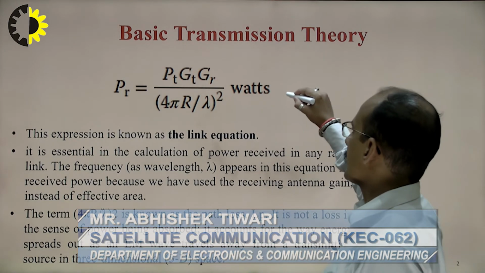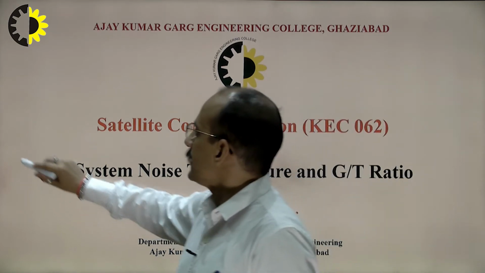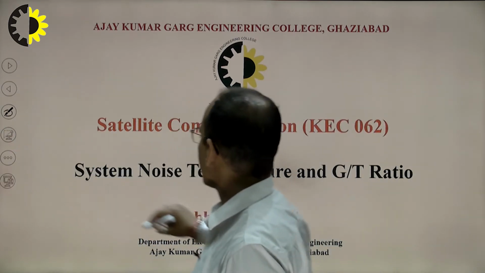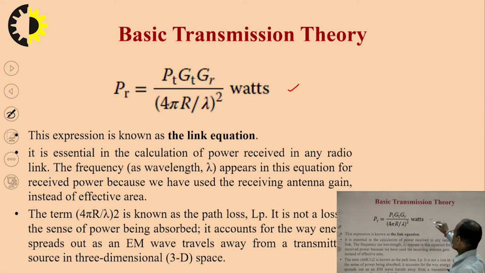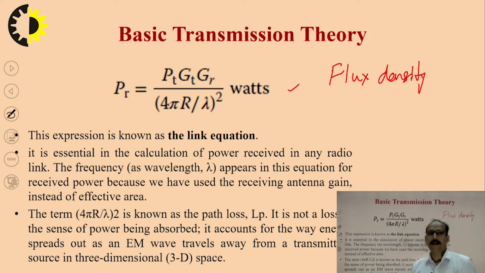In the last lecture, we discussed the satellite link equation. This is the satellite link equation. When we are talking about the satellite link equation, that equation came from the flux density. To design a satellite link, we have to derive an equation, called the link equation, which gives the complete information of the received and the transmitted power between the earth station and the satellite.